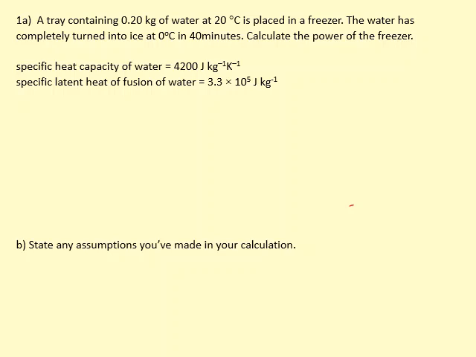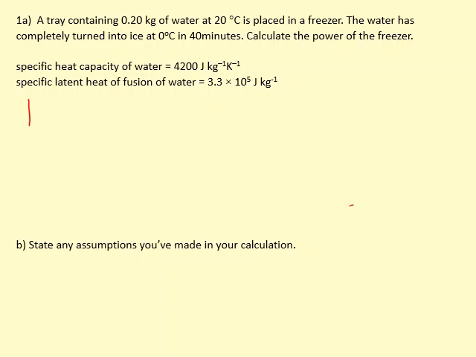A tray containing 0.2 kilograms of water at 20 degrees is placed in a freezer. The water has completely turned into ice at 0 degrees Celsius in 40 minutes. Calculate the power of the freezer. The first thing we need to do here is draw a picture.